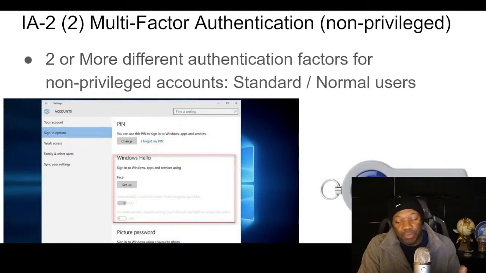Now, let's go to IA-2. This one is talking about multi-factor authentication for non-privileged users. Now, this is a trend that's happening throughout the federal government, state governments, and any organization dealing with systems that are very important. You'll see everyone starting to use multi-factor authentication because it's just getting too easy for hackers and malicious users to manipulate or brute force attack a username and password. It's just getting too easy to hack. There's just too many loopholes. There's too many ways to get around it, right?